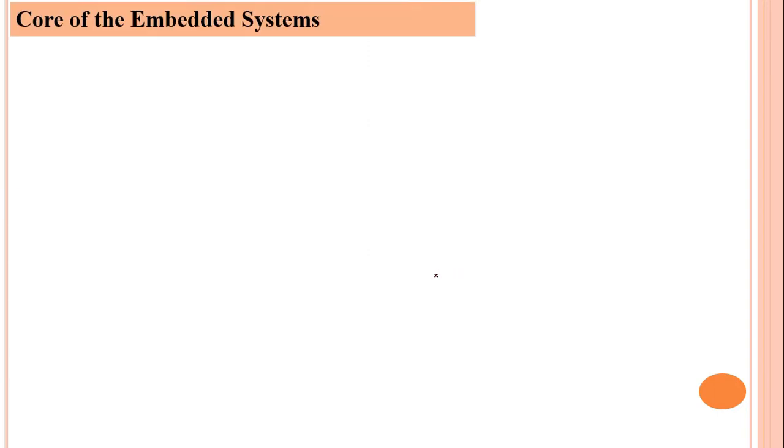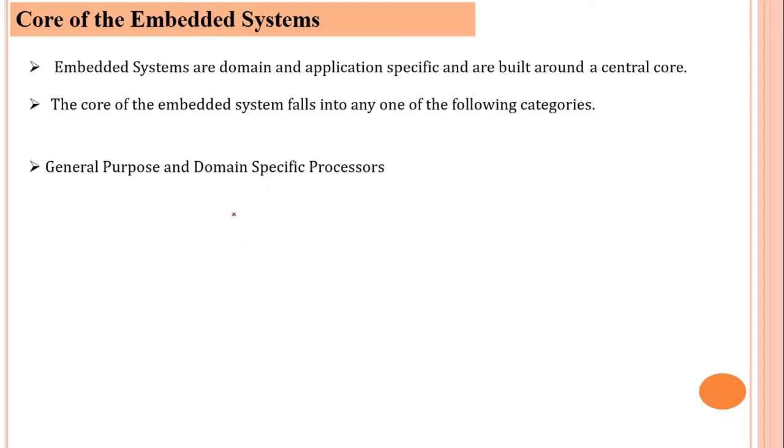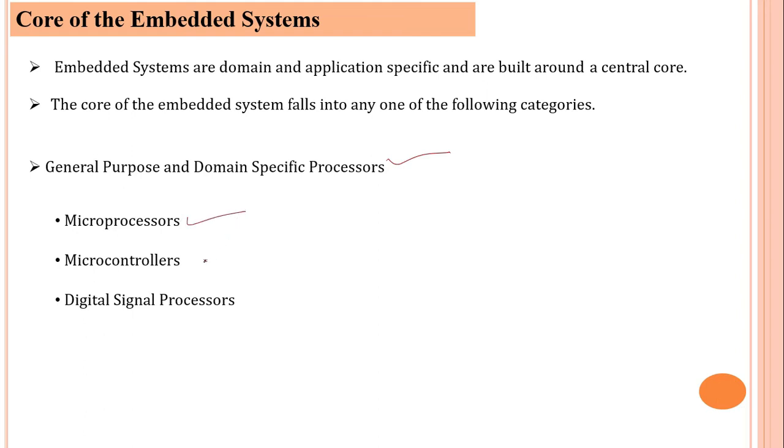The core of the embedded system. The core of the embedded system mainly includes general purpose and domain specific processors. Under that we have mainly three. The first one is called the microprocessor. As we know, the microprocessor takes the data, performs the operations and gives the output. There is no control over the operation. But in the case of a microcontroller, it performs the operations and also has control over the operation. That is the main difference between microprocessor and microcontroller. Then another one is the digital signal processor, the DSP processor. If you use a DSP processor, the speed of the performance level will increase. So these are the three main general purpose and domain specific processors used in the core of the embedded system.